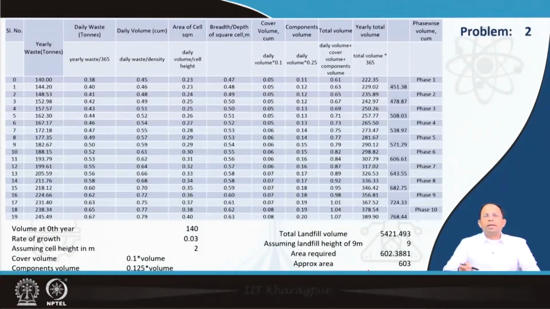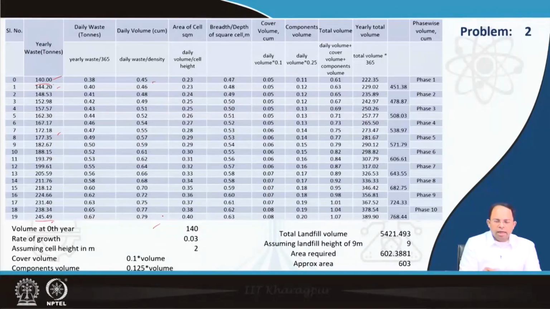Now this is a little bit more detailed way of calculating the exact same thing. Instead, over here what we have considered is, instead of assuming the waste that is coming to the landfill site for every year is the same, it is different because waste is increasing every year. So this is estimated over here. As you can see, in the 0th year waste is 140 tons, whereas in the final year waste is around 245 tons.